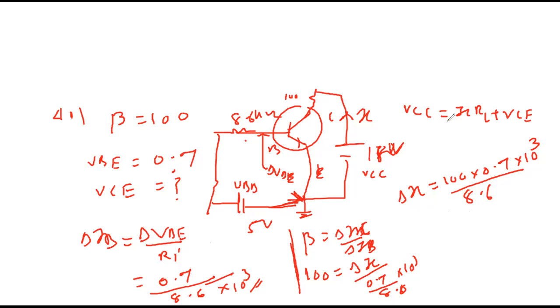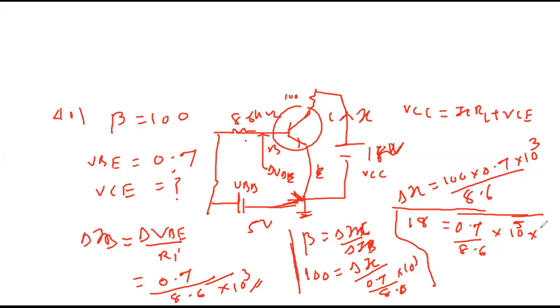So VCC is, now I'm substituting here. VCC is 18. इधर तक हो गया अभी. VCC is 18. IC we got 0.7 upon 8.6 into 10 raised to 3. And RL is 100, so 10 raised to 2. Plus VCE we have to calculate.